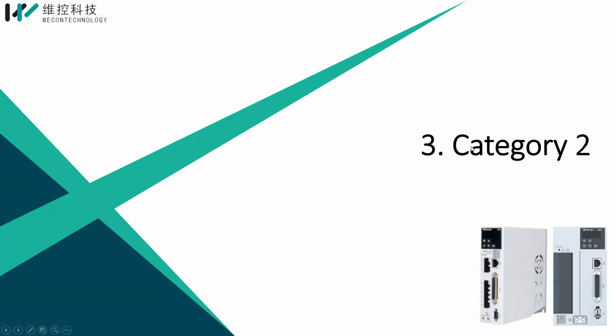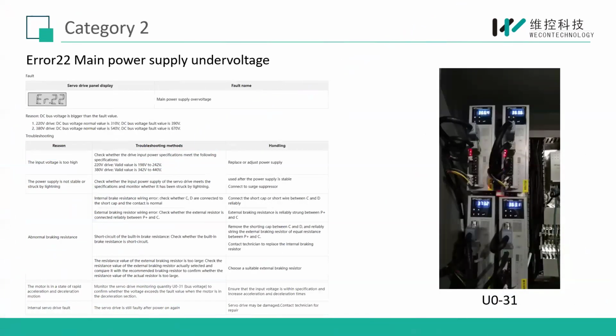Okay, now let's check category 2. For example, error 22. Error 22 means the input power is over voltage. You can see here is our normal range for a 220 volt driver. The bus voltage should be smaller than 390. And for a 380 driver, the bus voltage should be smaller than 680 volts.